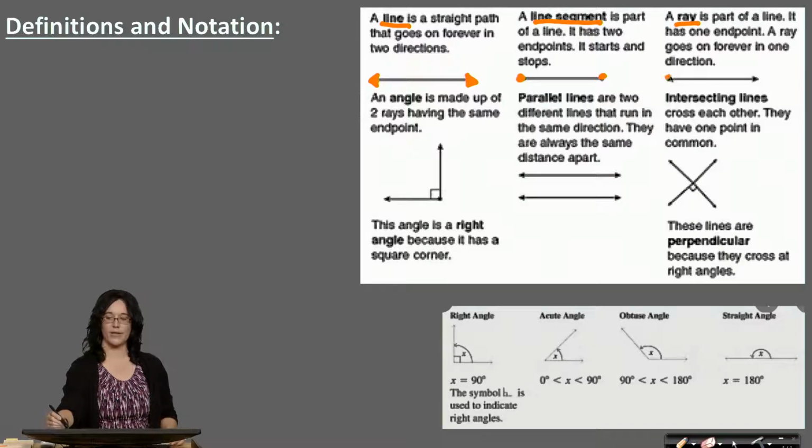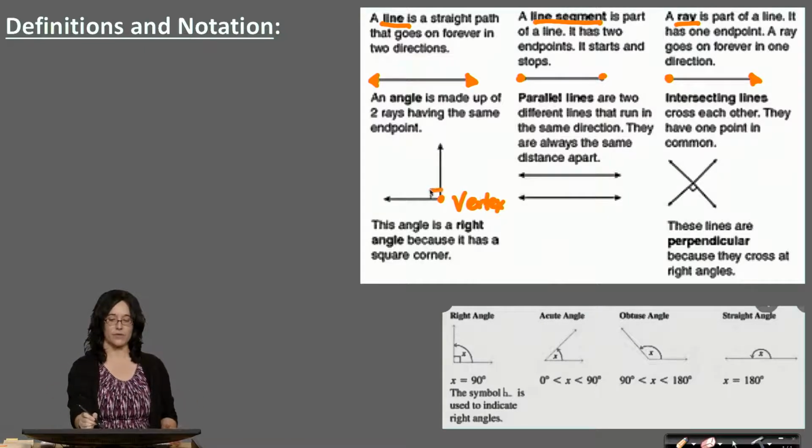Okay, then we have a ray here. A ray has one initial point or a terminal point that stops, and the other is an arrowhead at the other side. So it is partially going on forever in one direction, but stopping at the other. Then we have something called an angle, where we have our two rays intersecting at what we call the vertex in this corner here, and they form an angle.